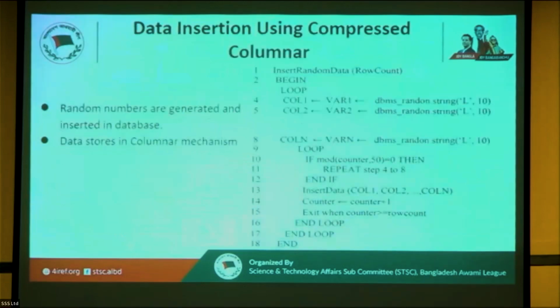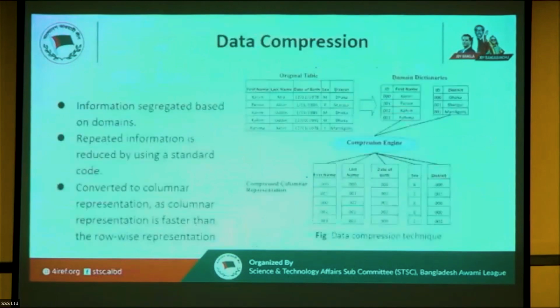And this algorithm is used for inserting data into the database. So we first segregate row type data, and they are clustered into separate domains in compressed format and inserted into a columnar format. Next, kindly.